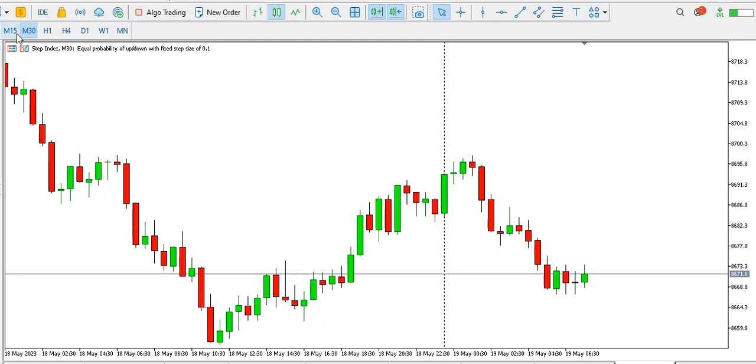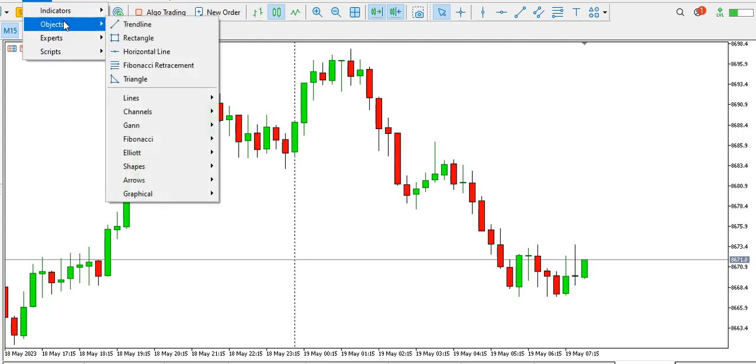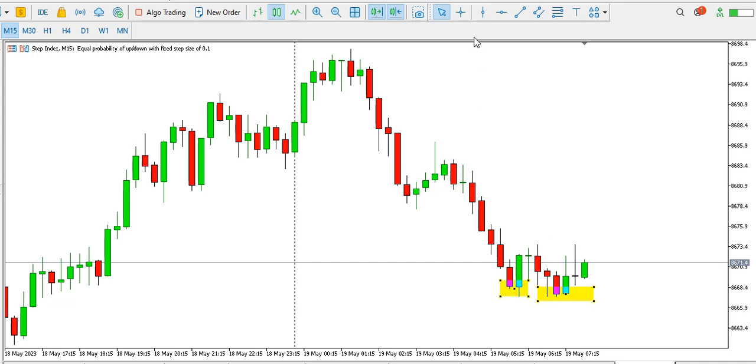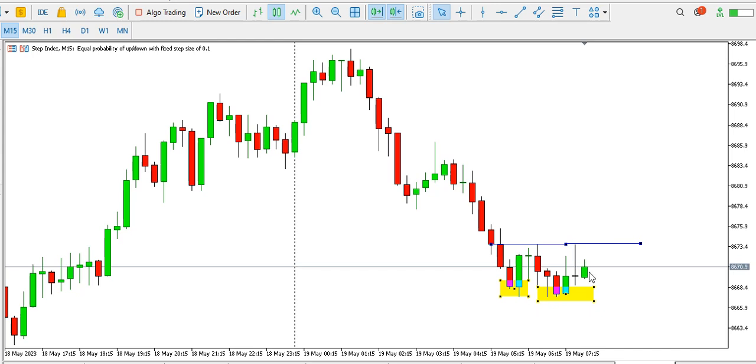On the 15 minutes time frame, what do we have? We can see something like a double bottom. Step index is trying to form a double bottom on the 15 minutes time frame, but the current candle is still on. It's not concluded yet. We might want to wait for a break of this neckline. A break of this neckline can confirm that it's okay for us to buy a little.